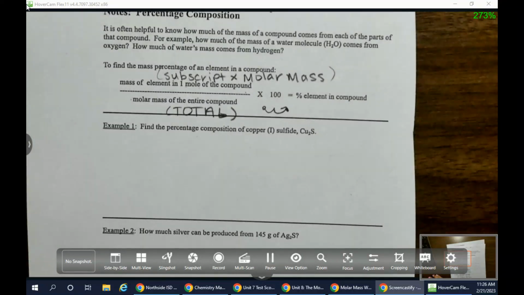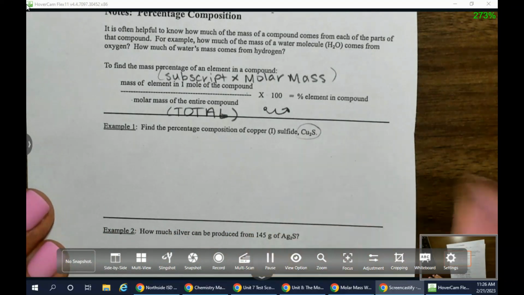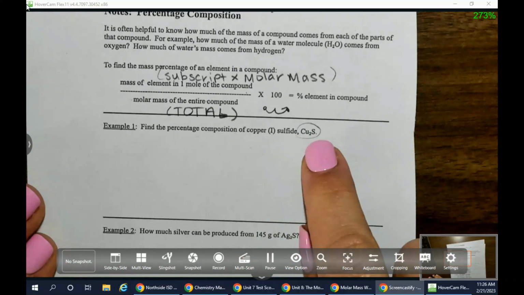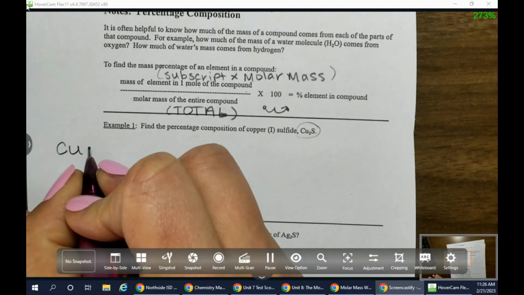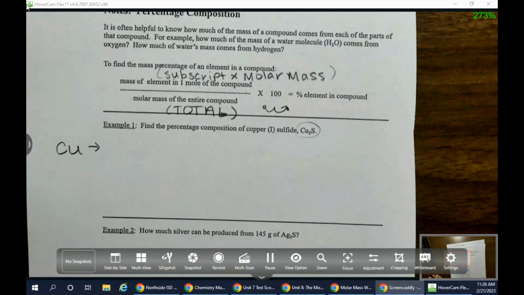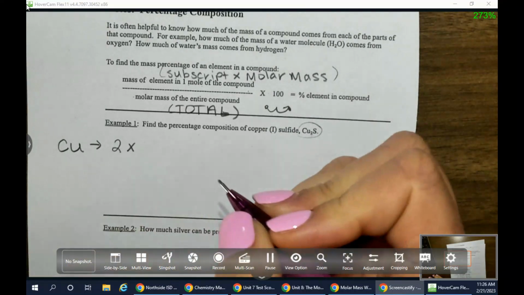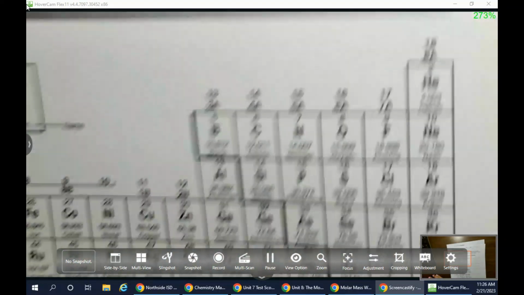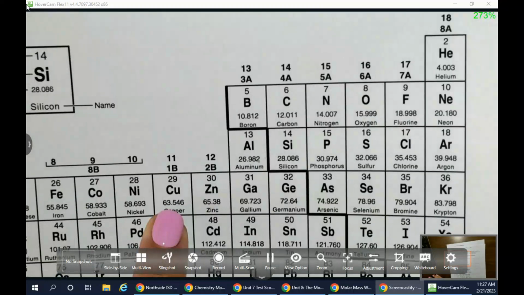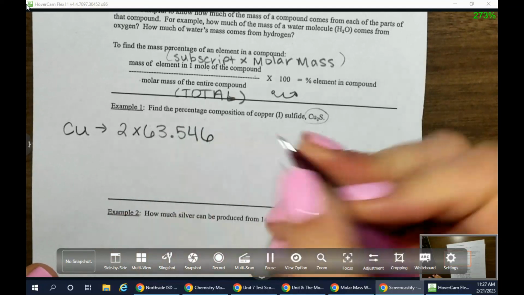So let's go ahead and look at an example. Okay, so we have the percent composition of copper(I) sulfide. I gave you the little formula right there: Cu with a little 2, and then there's an S. So I'm going to go ahead and make myself a row for copper. Copper, I see that I have a little 2, so I'm going to say 2 times the value for copper from my periodic table, 63.546. So I'm going to multiply those to get my number, okay?